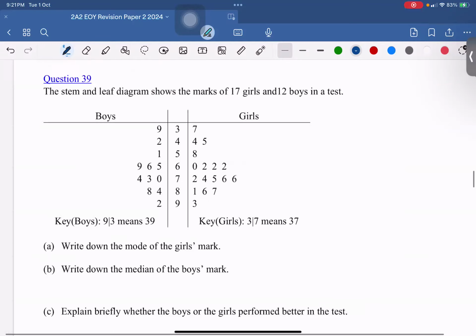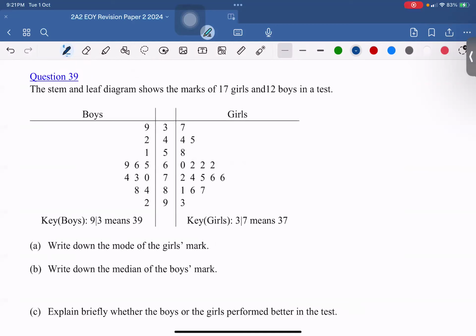Okay, next one is stem and leaf diagram. All right, please remember to read the key. Sometimes may have like 0.0 or got decimal place or whatever, right? You read according to the question and take note.